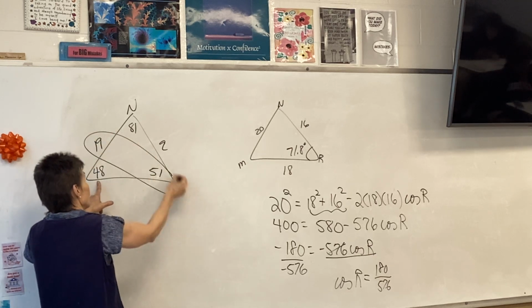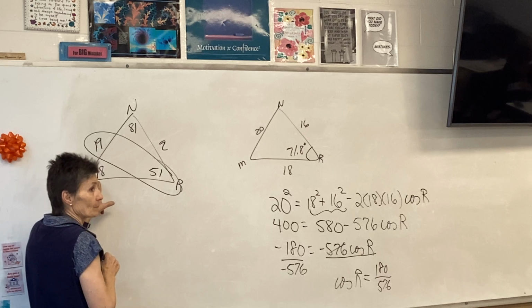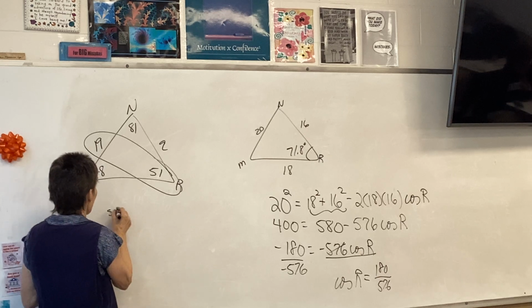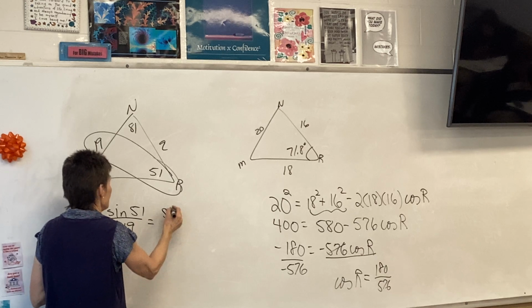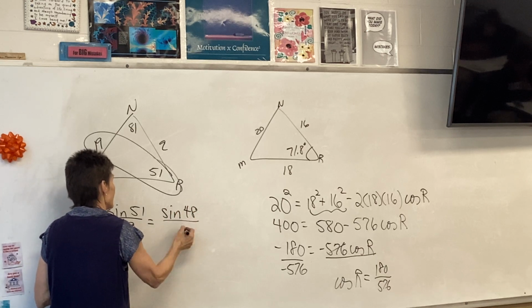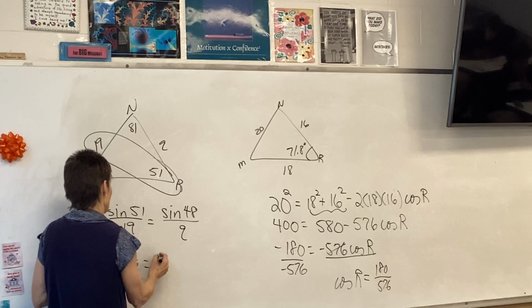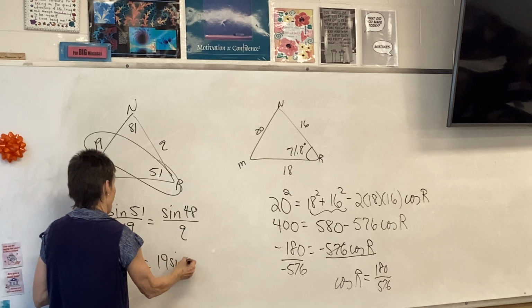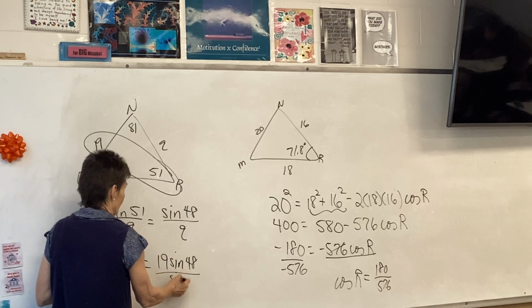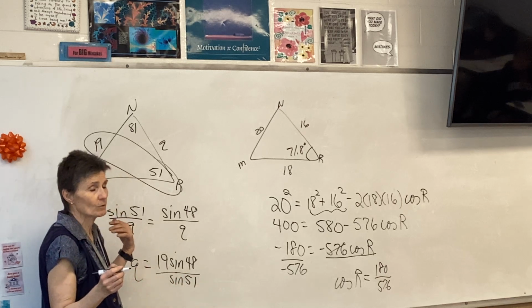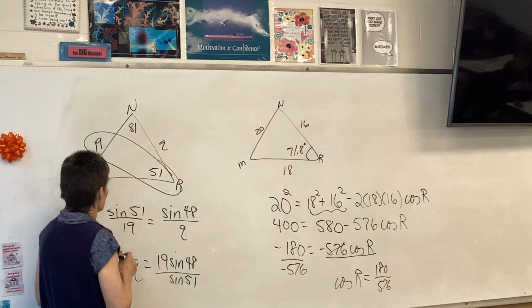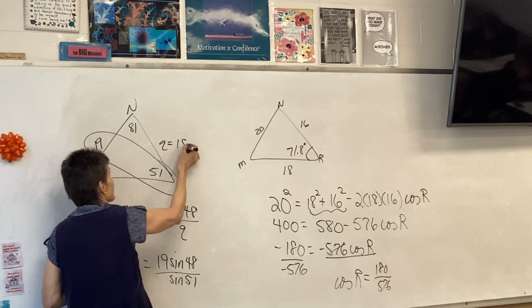Now look at what you've got. Sine 51 over 19 equals sine 48 over Q. So just type that in, no inverse, just regular typing. 18.17.